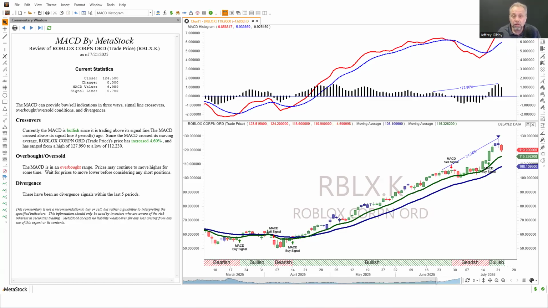And then divergence. Okay. That's it. They're very, very simple. Very straightforward. Those are the 3 ways you use MACD.